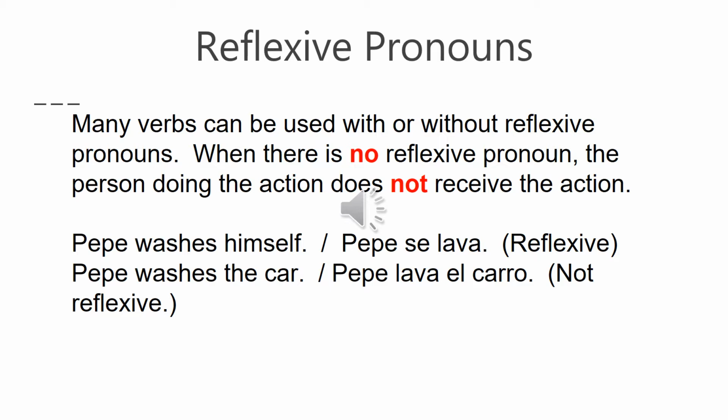Reflexive pronouns. Many verbs can be used with or without reflexive pronouns. When there is no reflexive pronoun, the person doing the action does not receive the action. Pepe washes himself. Pepe se lava. By using the word se, we know that we're talking about Pepe doing something to himself. Pepe washes a car. He does not receive the action. So Pepe lava el carro, not reflexive.